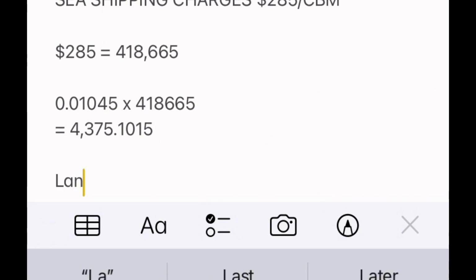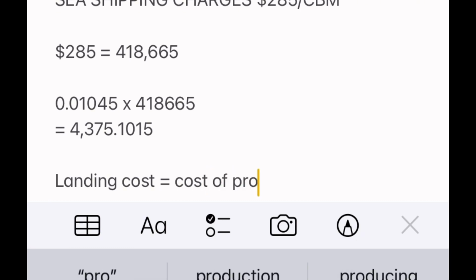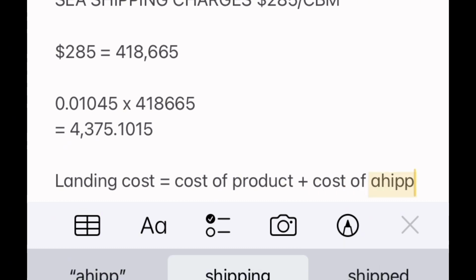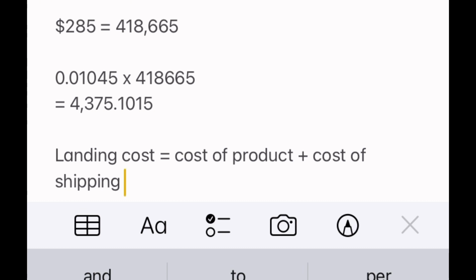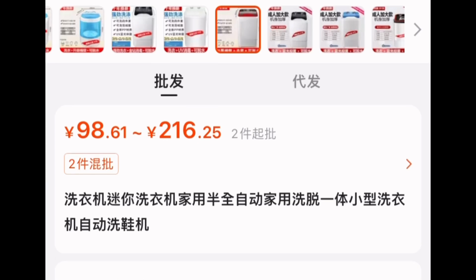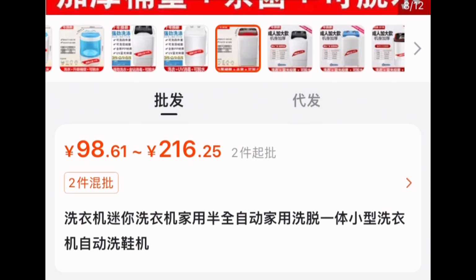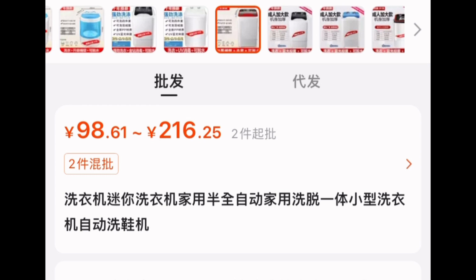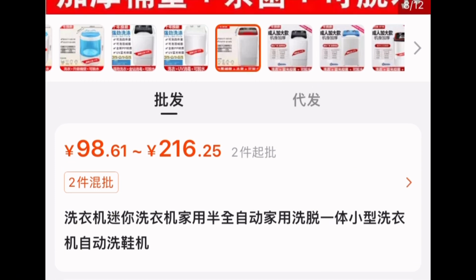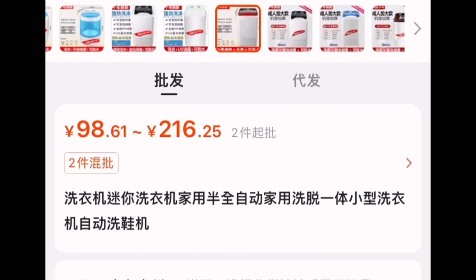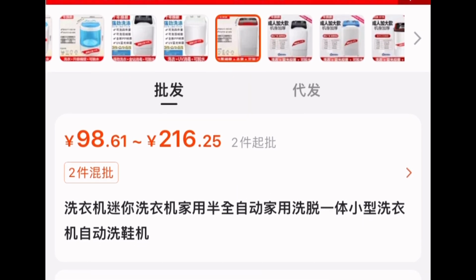Now let's calculate our landing cost. As we know, landing cost is equal to the cost of the product plus the cost of the shipping. Now we've gotten our shipping cost as 4,375 naira. The cost of this washing machine is 98.61 yuan. The least you can buy is 2 and above, so we're going to be calculating for just one, which is 98.61. But if we're getting 2, that is the limit right here, it's going to be 197.22. But we're calculating for just 1.